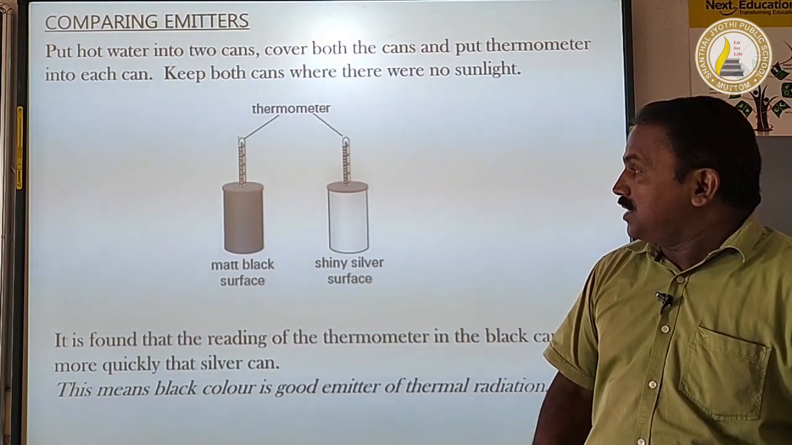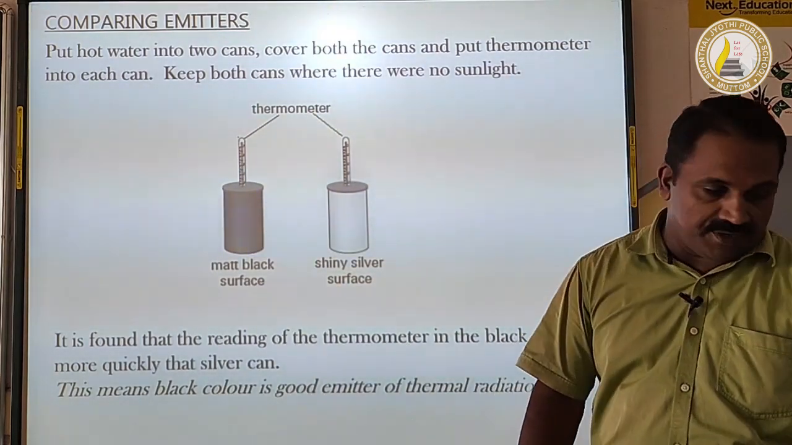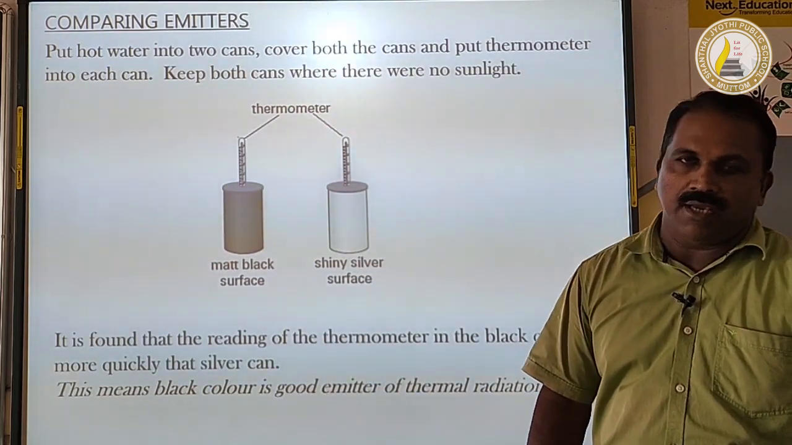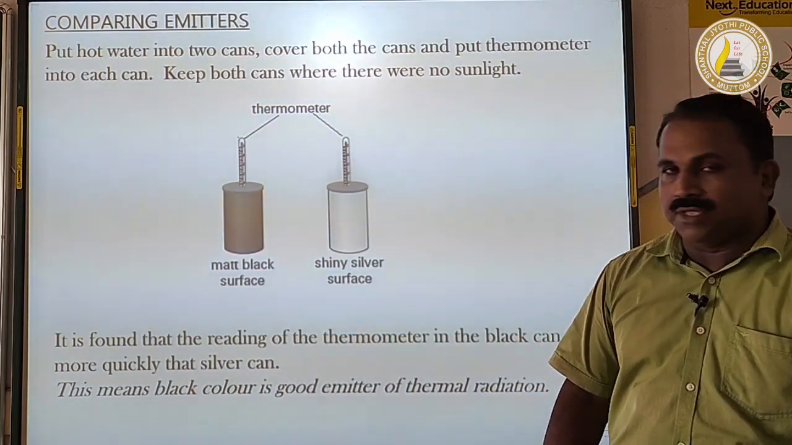So here we can say which surface or which color emits more heat energy. Black color emits more heat energy than white or silver colored surface.